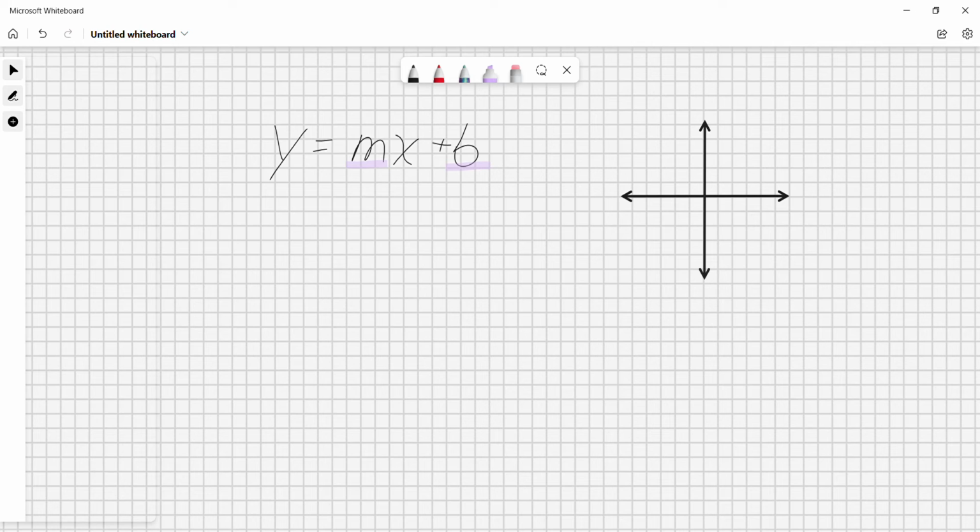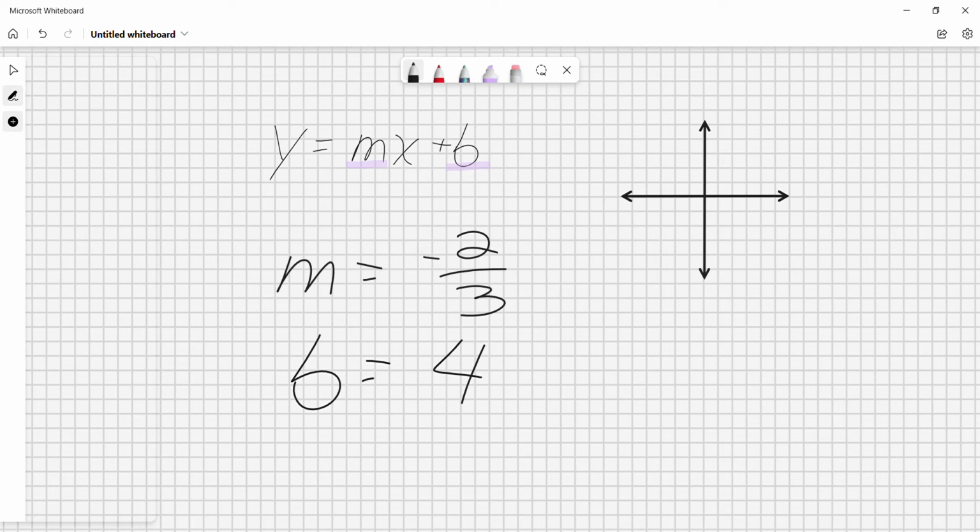So number 7, they give us the slope. They say, hey, we have a line. Its slope, m, equals negative 2/3. And it also intersects the y-axis at positive 4. So they want us to write the equation y equals mx plus b. Well, all we have to do is write these in there.